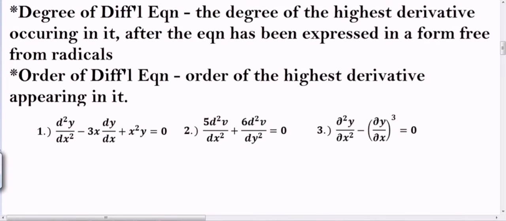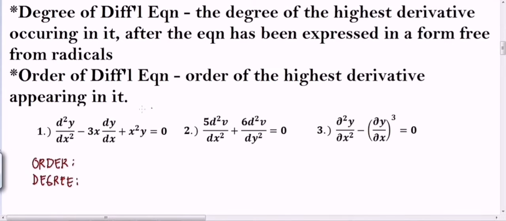Kapag nag-identify kayo, guys, ng degree at saka ng order, it can be confusing. So, ang gawin nyo na lang, unahin nyo yung order bago yung degree. Pag sinabi nating order, highest derivative appearing in the differential equation. So, yung may pinakamataas na derivative. Kasi halimbawa, ito, second derivative ang ibig sabihin niyan. Ito, first derivative. Ito, second derivative. Okay? So, ang gagawin nyo, unahin nyo yung order bago degree.